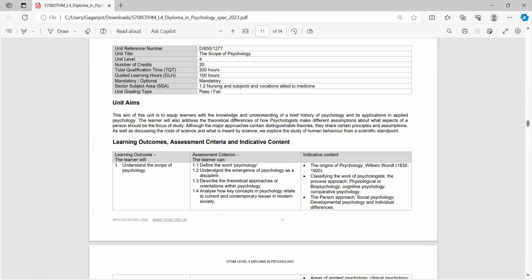We'll now understand the definition of psychology. Now, what is psychology? Psychology is the study of mental processes, experiences, and behavior.